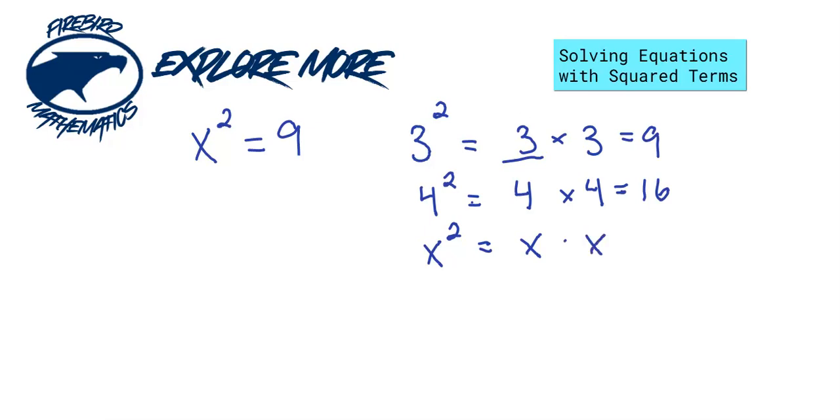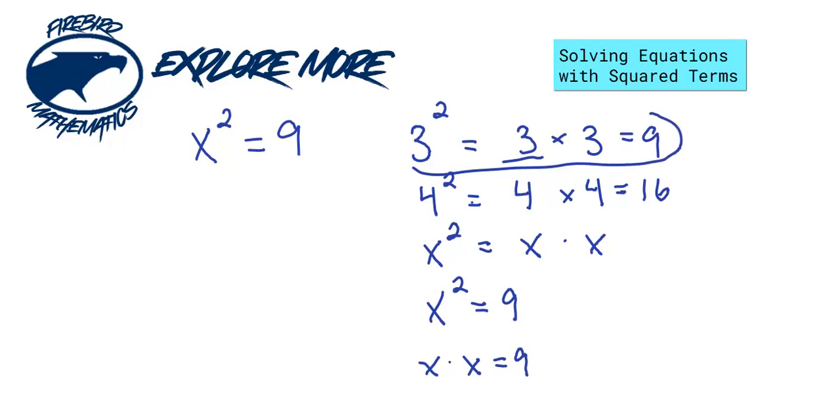Okay, so if we're trying to solve an equation like x squared equals 9, what that's really asking us to do is figure out what number times itself is equal to 9. If you were looking up above, you could have put together that 3 times 3 is equal to 9, and so a good answer for x squared equals 9 would be x equals 3.